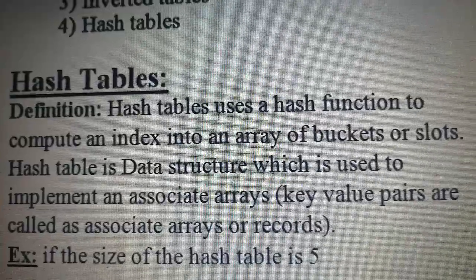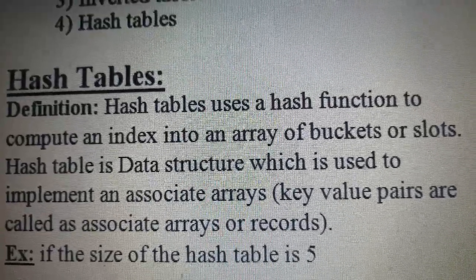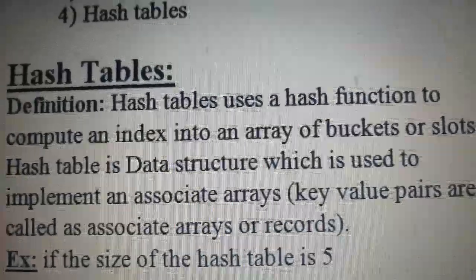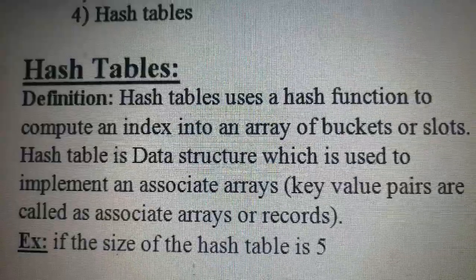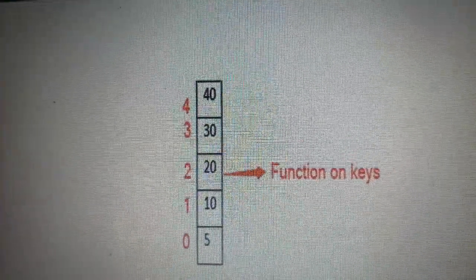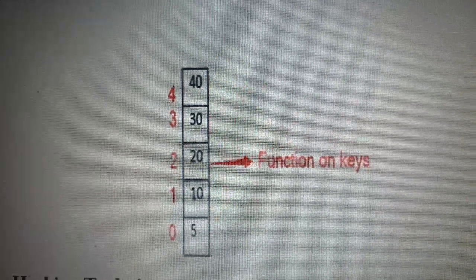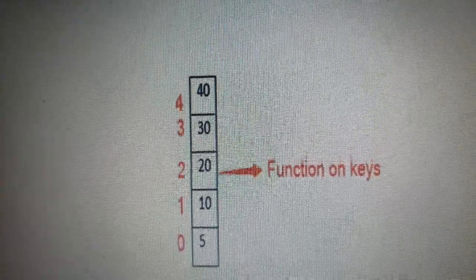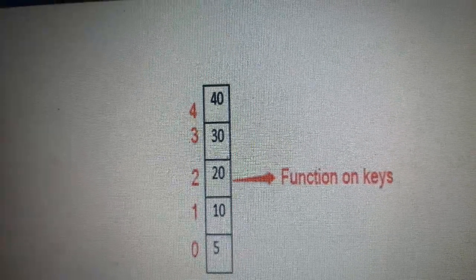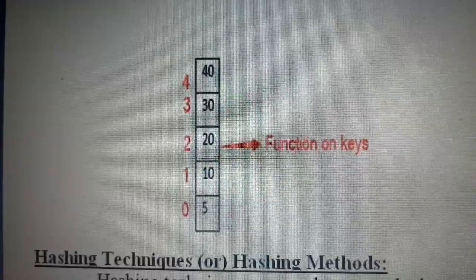Consider a small example: if the size of the hash table is 5, the hash table is also denoted in the form of array notation, where we have 5 locations, that is 0, 1, 2, 3, 4. These are the 5 locations.